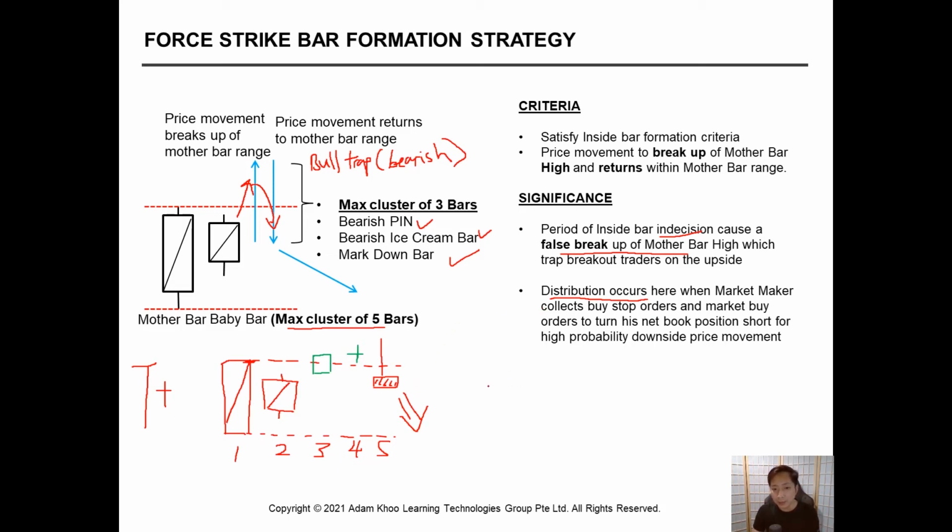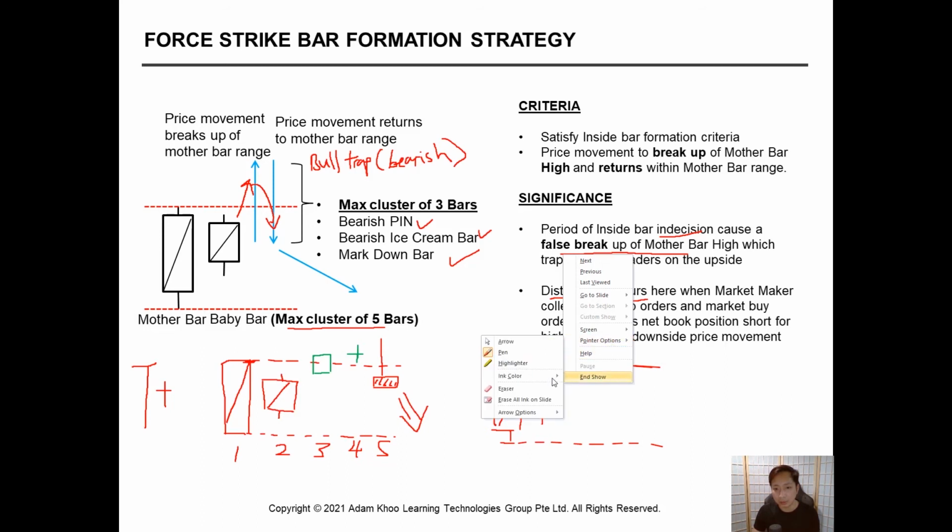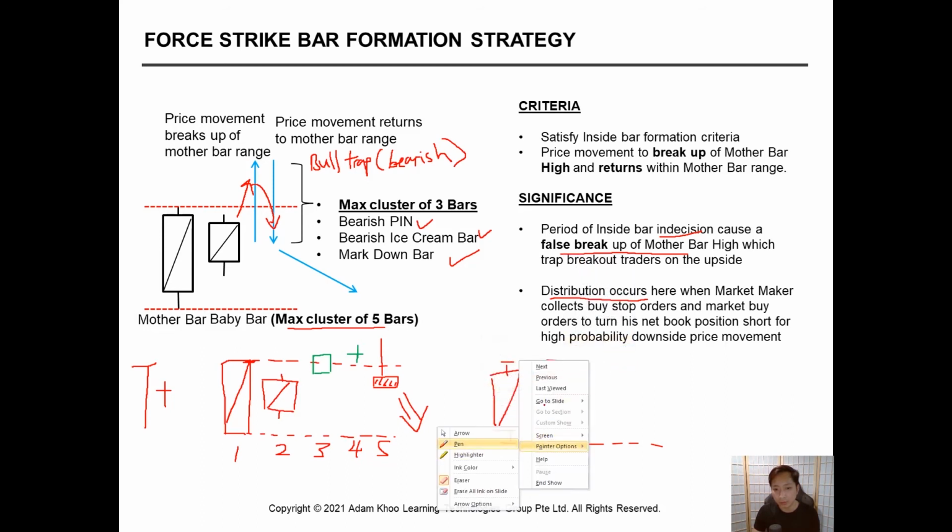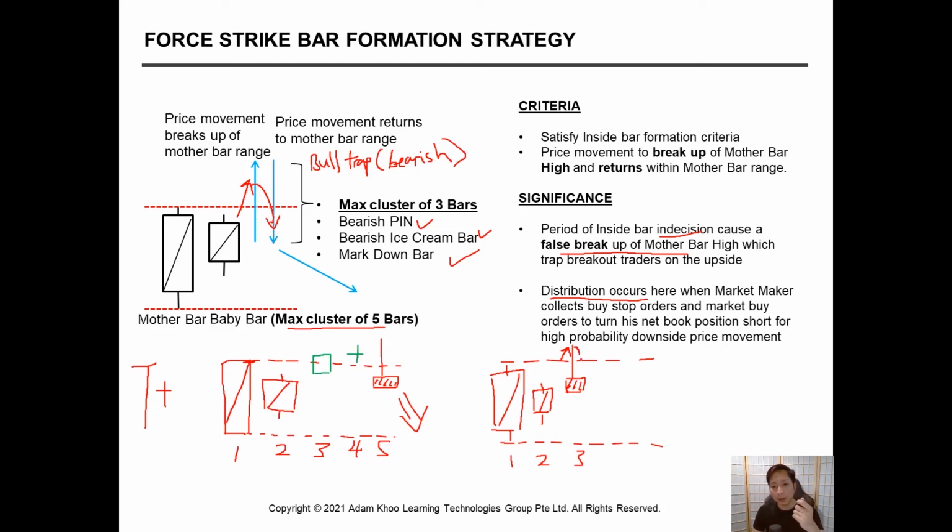So the minimum that this can happen is, let's say this is again a mother bar, baby bar formation, an inside bar formation. Let me just draw this away. The minimum this can happen is on the third bar. The third bar can be a bearish pin, which means the bar that goes above the mother bar high is also the bar that closes back down within the mother bar range as a bearish EXE, in this case a bearish pin. Again, it can be a bar that gaps up above the mother bar high.